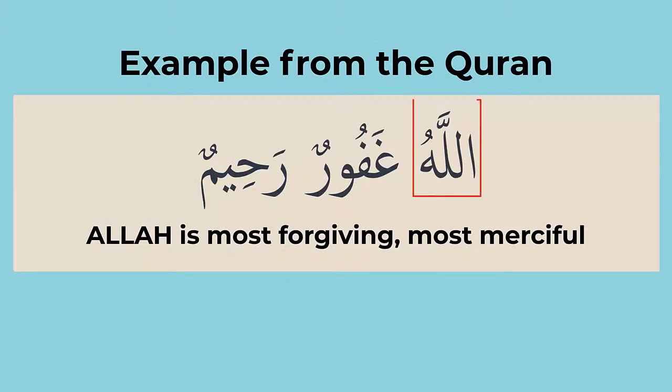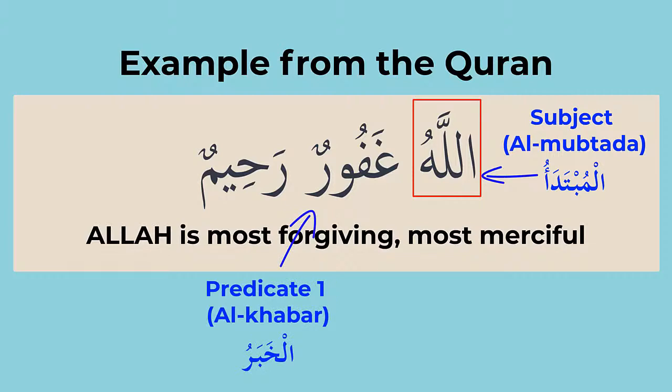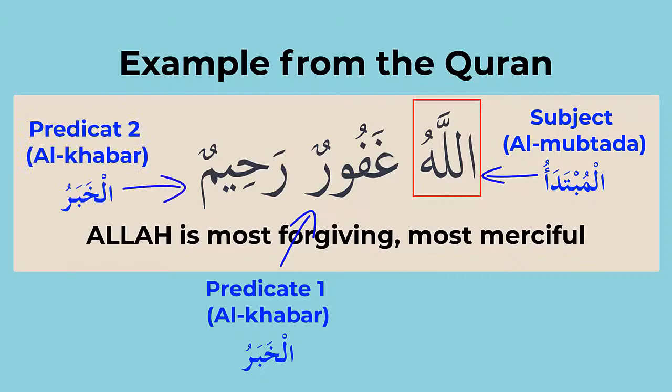Allahu. Definite. What is this? Jumla ismiya. What is this? Mubtada. Where is the khabar of this? Ghafur. Allahu Ghafur. Allah is most forgiving.